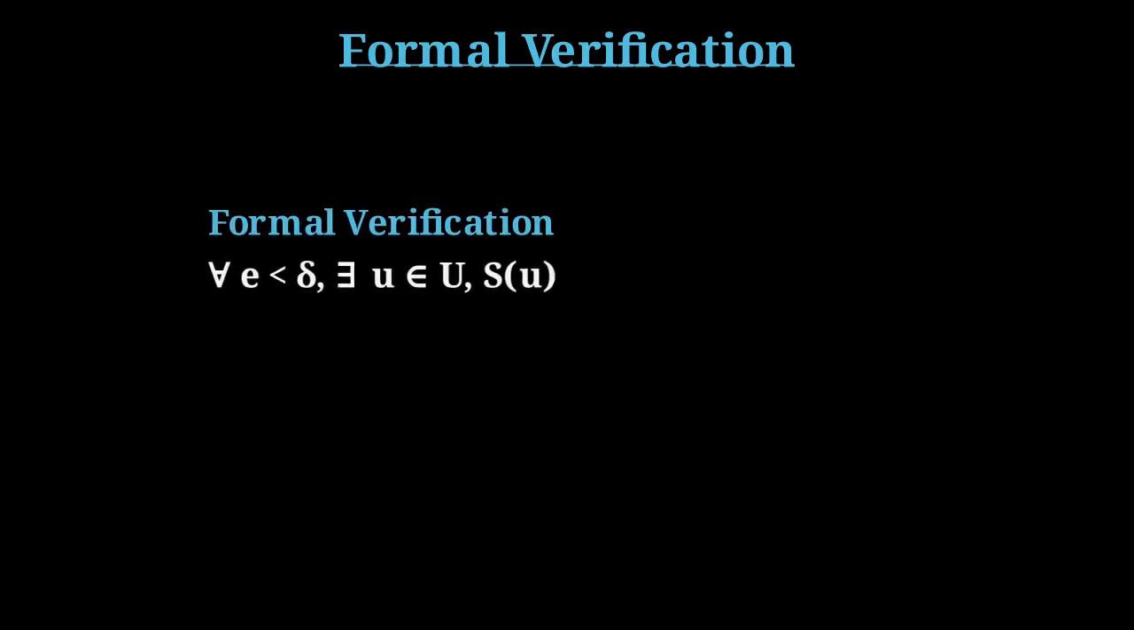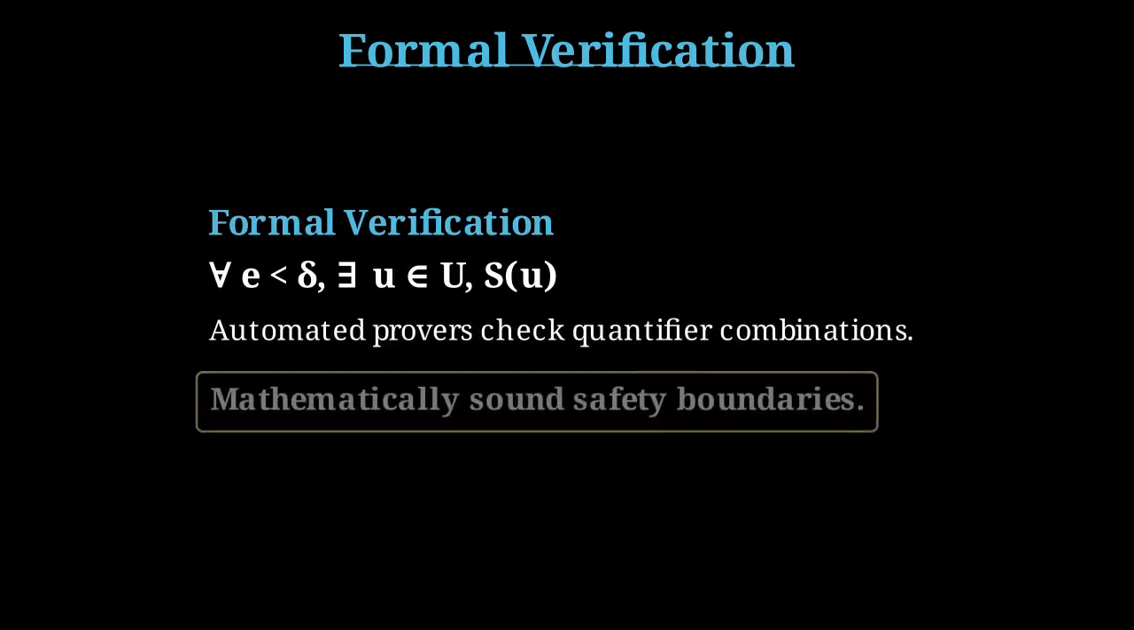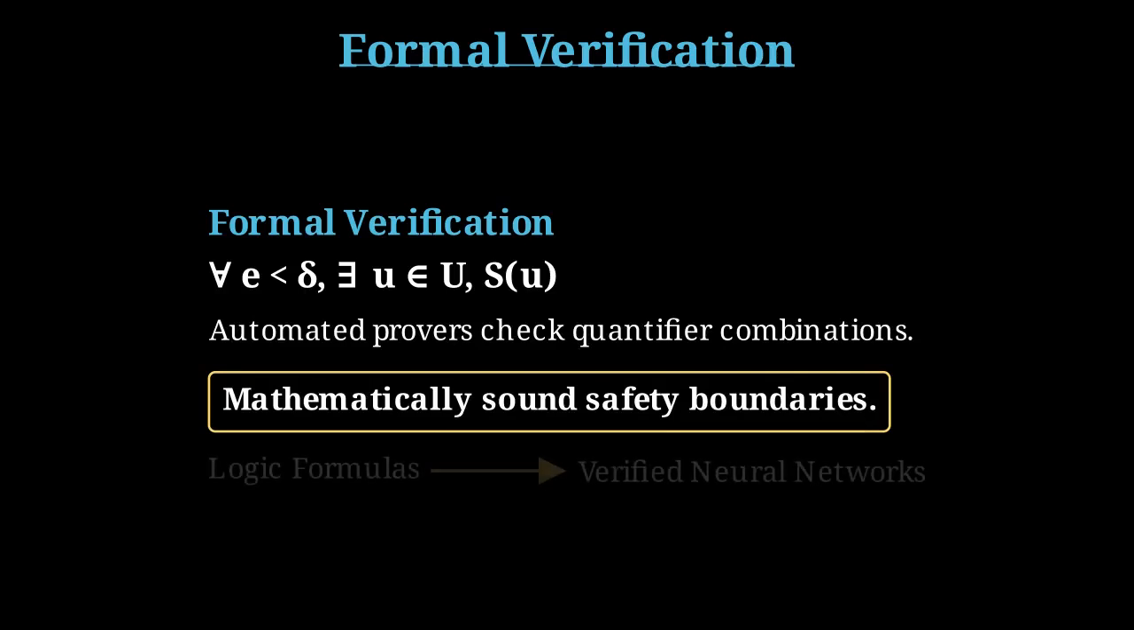These logical formulations are not just theoretical, they are the bedrock of formal verification. When we verify a neural network or a flight controller, we use automated provers to check quantifier combinations. We might ask the system to prove that for all possible sensor noise inputs within a bound, there exists a safe control output. By reducing AI behavior to these logical formulas, we guarantee mathematically sound safety boundaries.